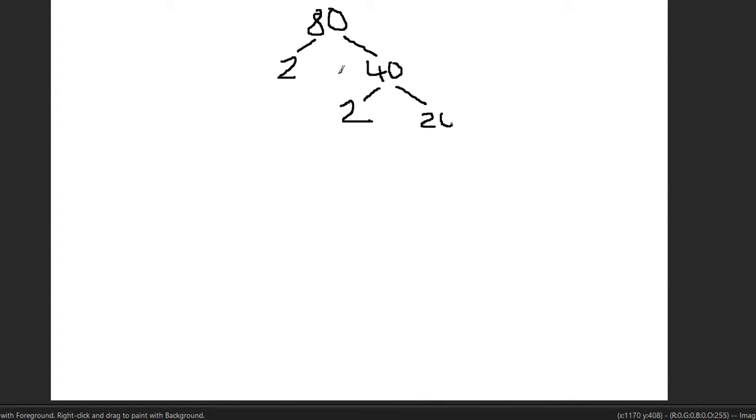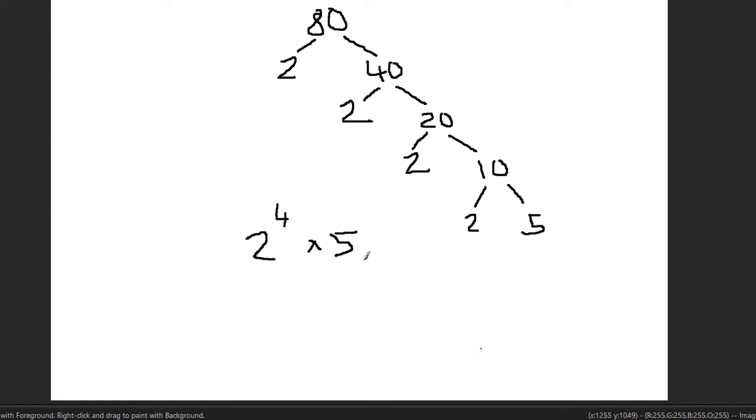This is my prime factor tree. Let's do another 2, takes it down to 10. My 10, again, I know is a 2, and it's 2 times 5. So what have I got? I've got 1, 2, 3, 4 lots of 2, which I can write like that if I want to. And I've got times 5. So let's see if we can plug that in to our questions there.